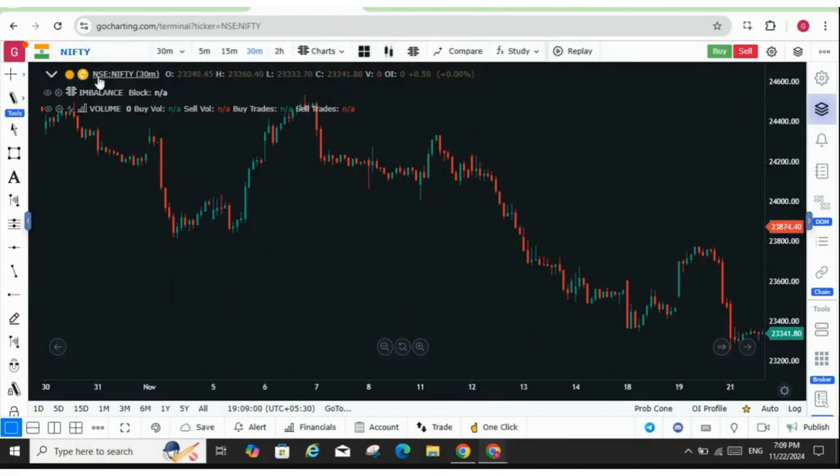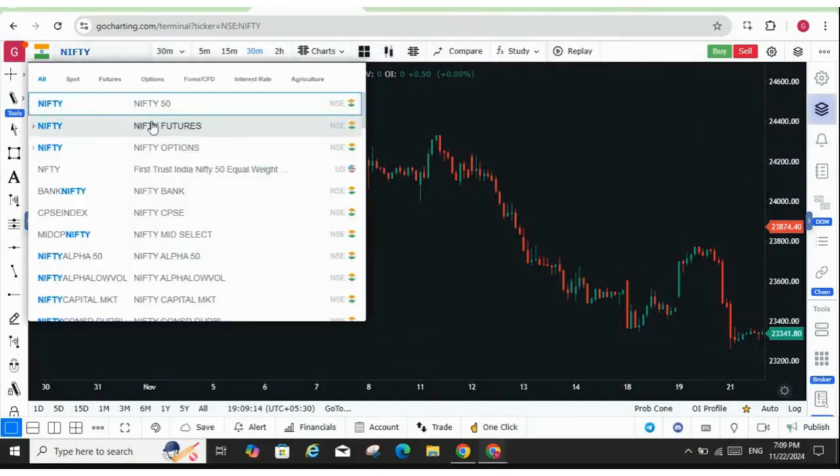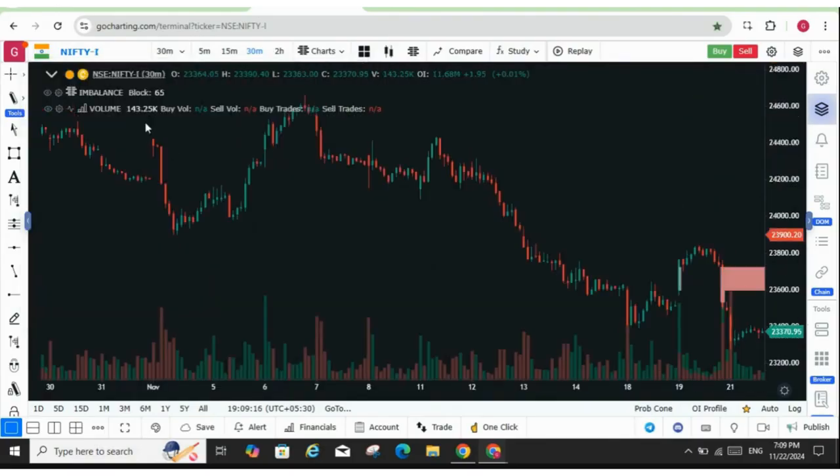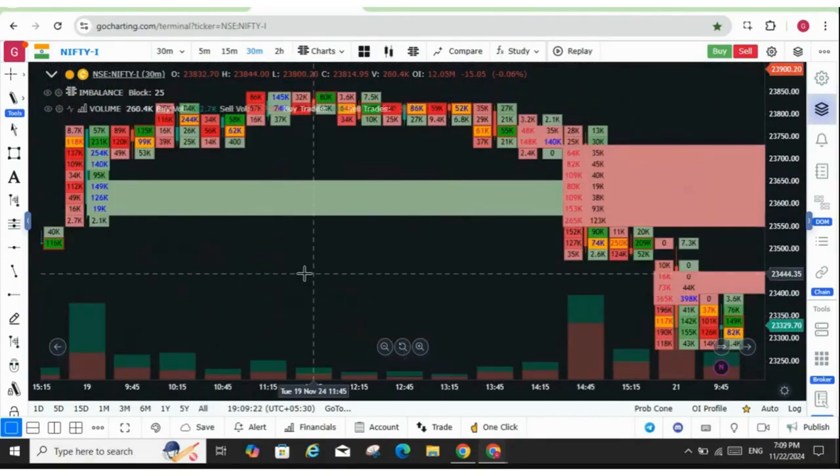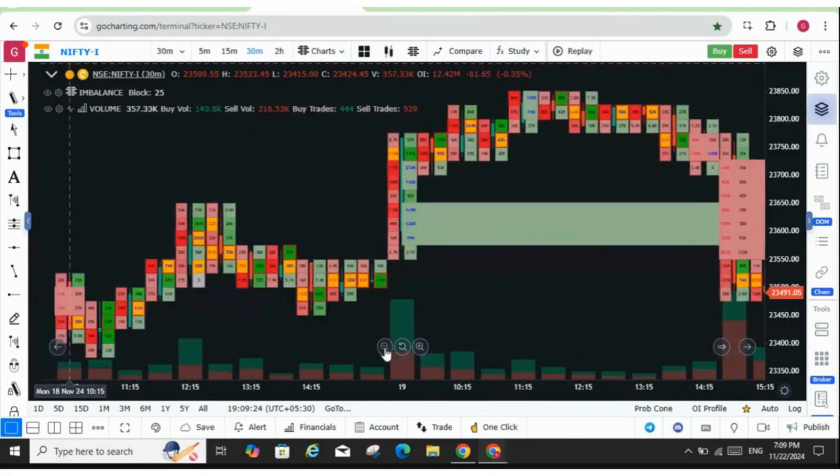For example, this is the index. Guys, index is not traded, so the index does not have any volume. If you see the order flow for this, you will not get any order flow. So to get the order flow for Nifty or Bank Nifty, we have to search for futures. We have selected the futures, and now if I zoom in, you will be able to see the order flow. There are other settings as well, which I'll be explaining.